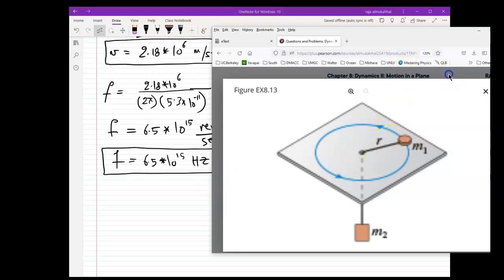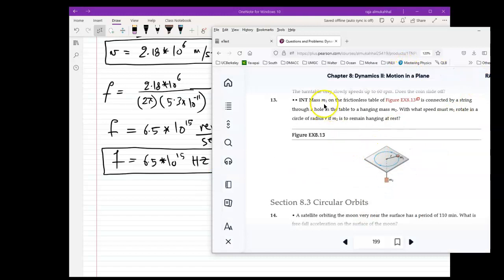Let's look at it. As we read, look at the diagram here. He said mass M1, which is the top right here, on a frictionless table, is connected by a string through a hole in the table to a hanging M2. With what speed must M1 rotate in a circle of radius R if M2 is to remain hanging at rest?